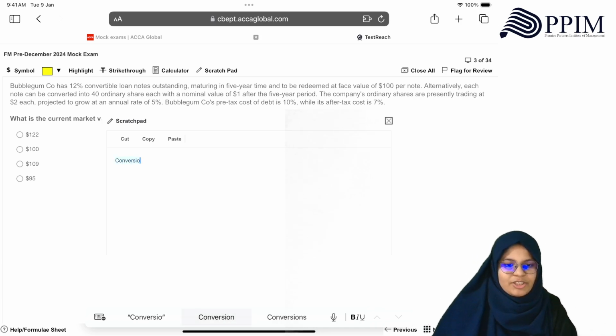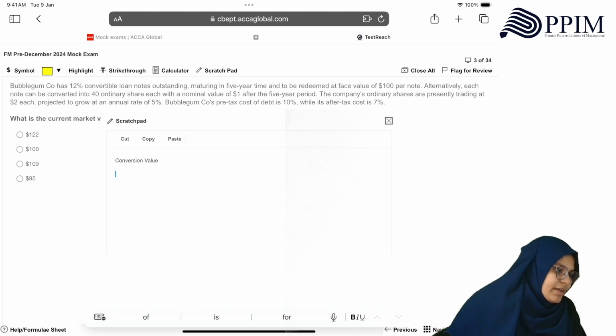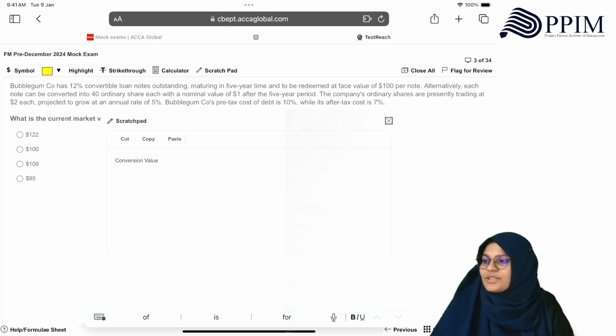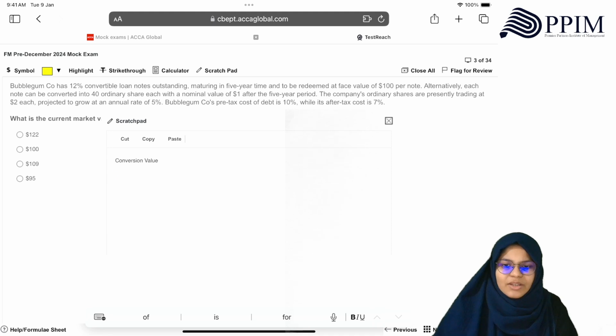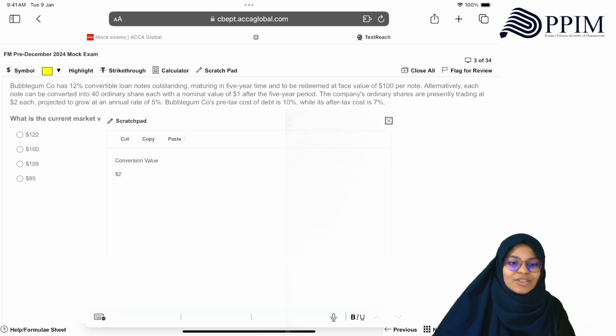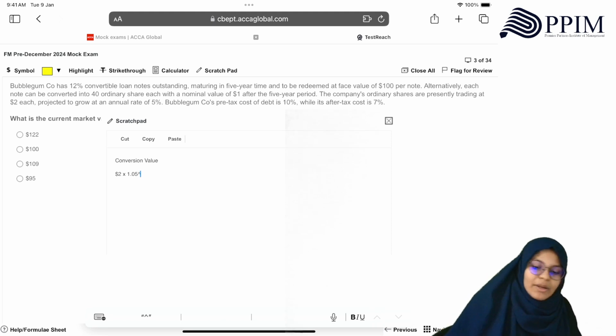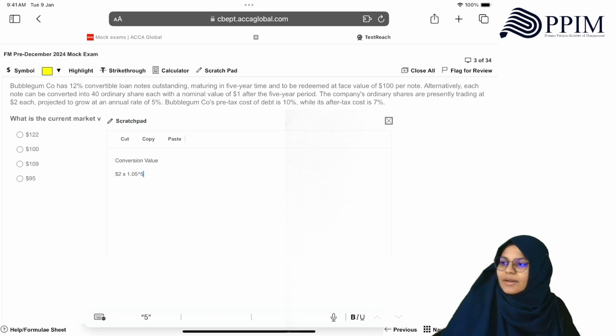So, conversion value. This conversion is going to happen in 5 years time, right? So first I need to figure out in 5 years what will be the market price of a share in this particular company. They are telling me the company's ordinary shares are presently trading at $2. So currently it is $2, but it's going to grow at an annual rate of 5%, right? So I'll multiply that by 1.05 to the power, how many years am I talking about? I'm talking about 5 years. So that is going to be the price of a share.